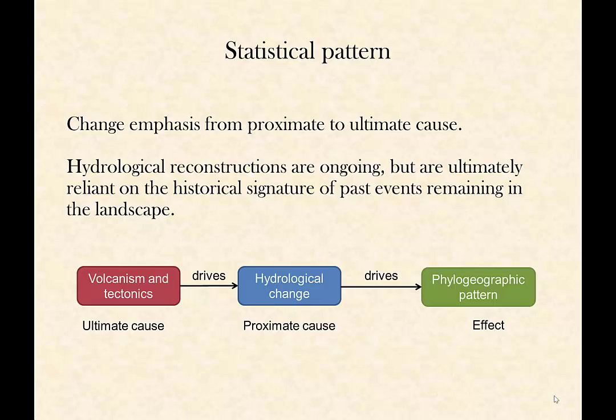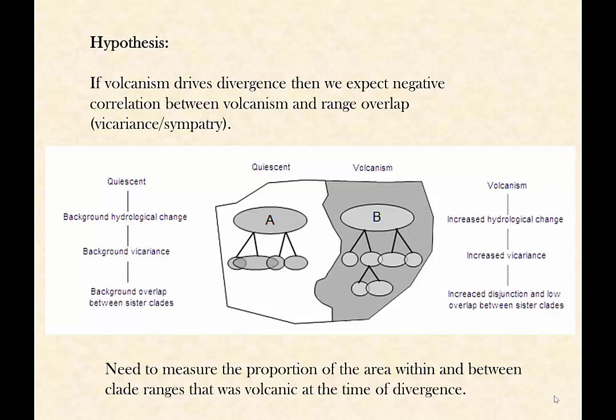So the fact is we've got pretty limited information on hydrology. What information have we got on volcanics and tectonics, and can we use that? Here's the hypothesis that we work on. If volcanism drives divergence, then we'd expect a negative correlation between volcanism and range overlap.